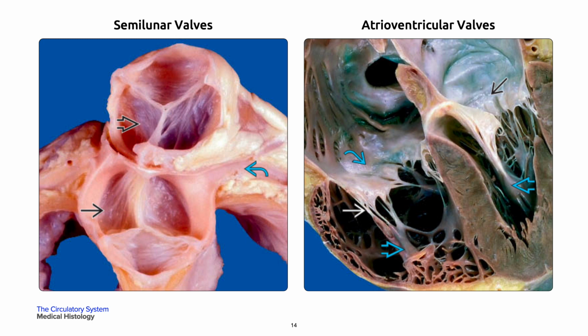On the right are the atrioventricular valves, with the tricuspid in a curved blue single arrow and the mitral in a black single arrow, shown in this four-chamber view of the heart. The valves are suspended from the annular rings and tethered to the papillary muscles, in a bold blue arrow, by tendinous cords, a single white arrow.